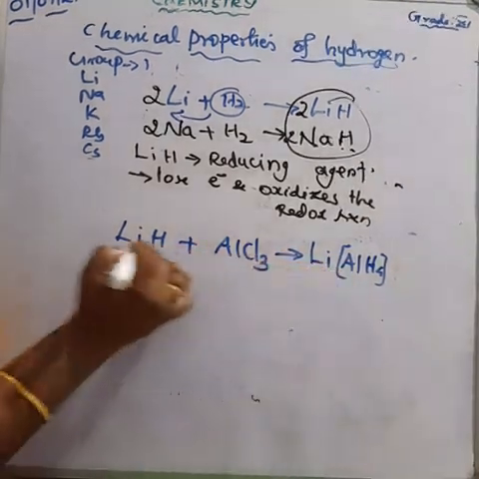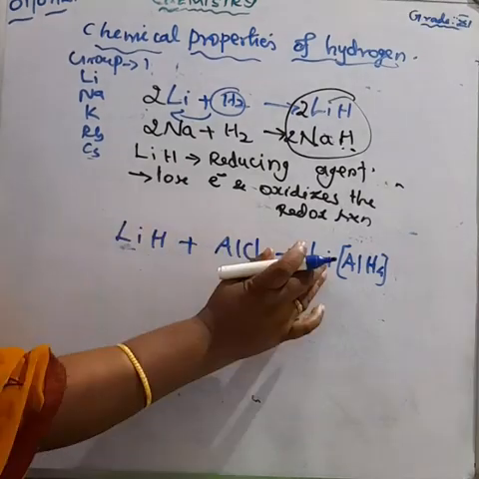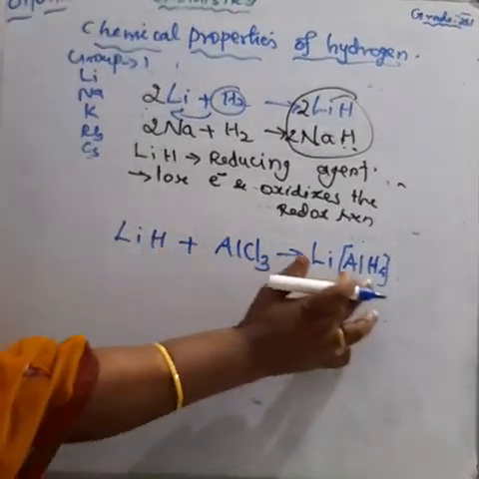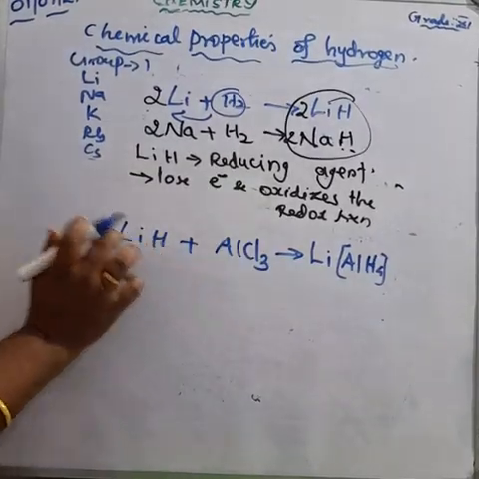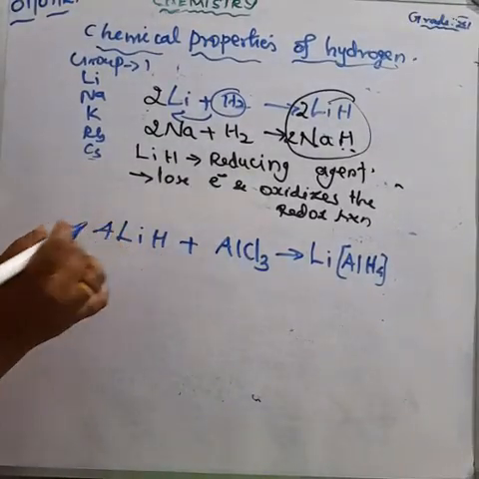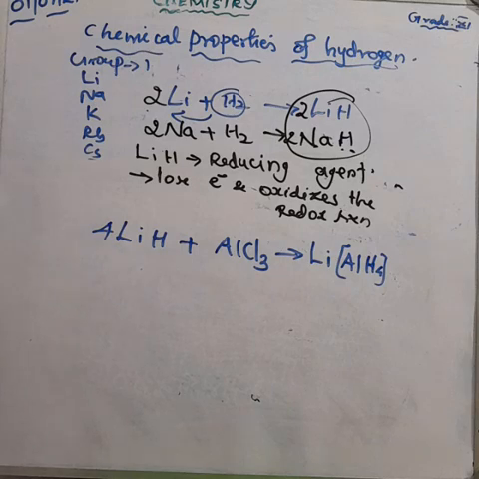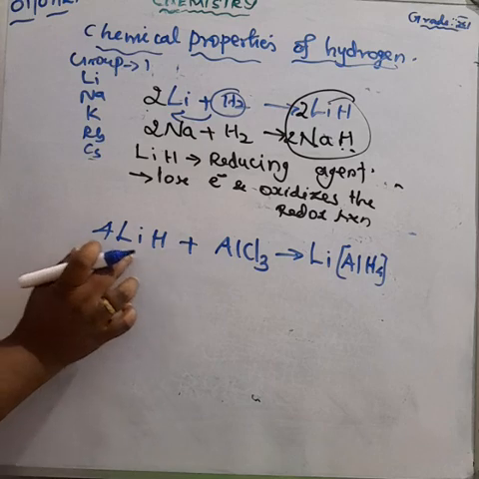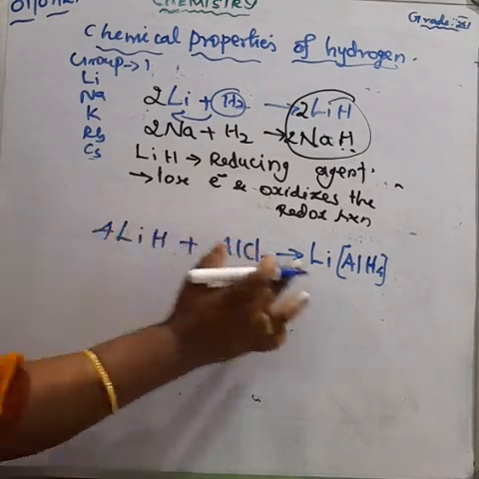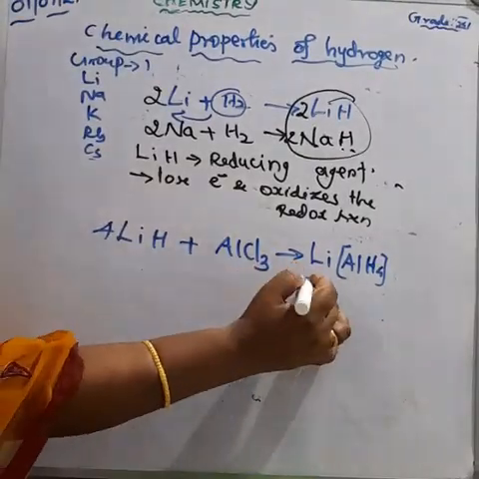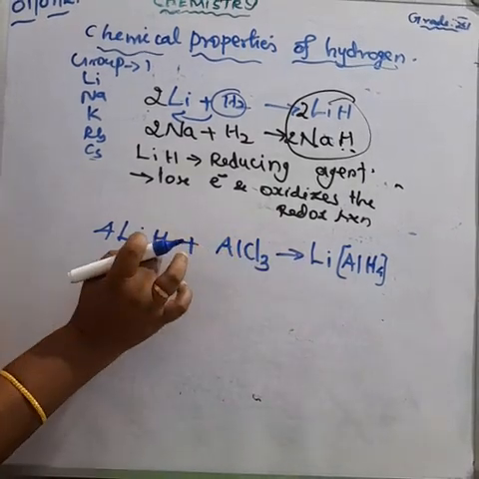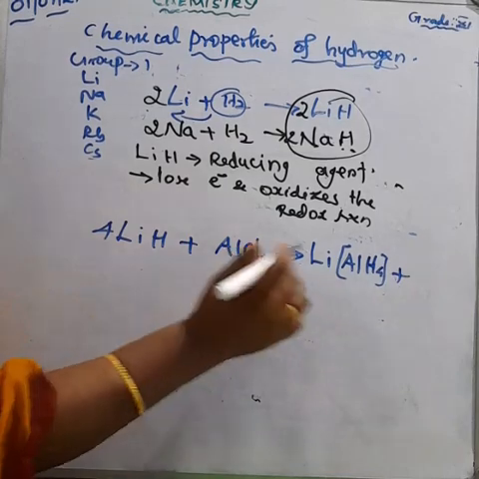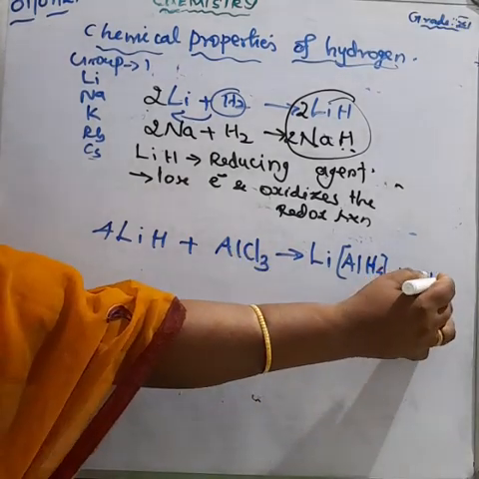Here lithium, only one lithium, here also only one lithium. Aluminium here one, here also one aluminium. But hydrogen here is 4, but here only one hydrogen. So we have to make here 4 hydrogen. So 4 lithium hydride we are taking here. From that, 1 lithium forms lithium aluminium hydride. The remaining 3 lithium atoms combine with the 3 chlorine atoms to form lithium chloride.